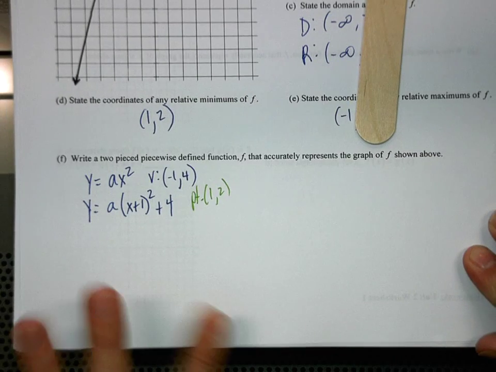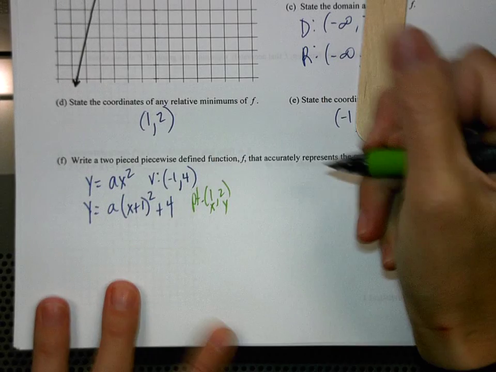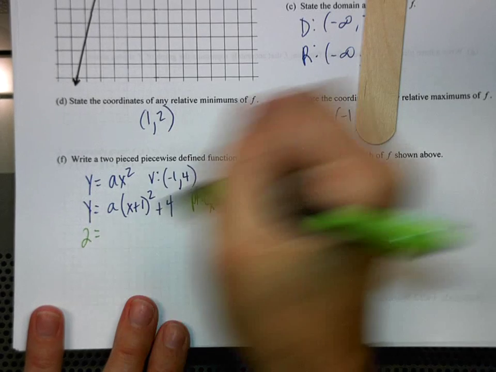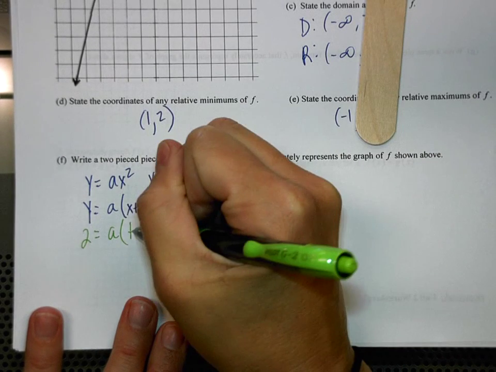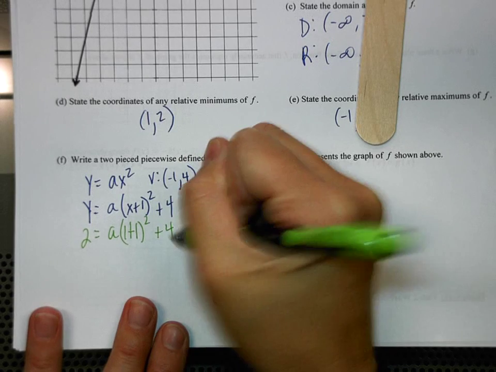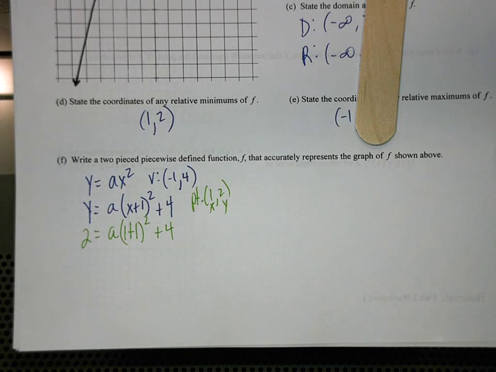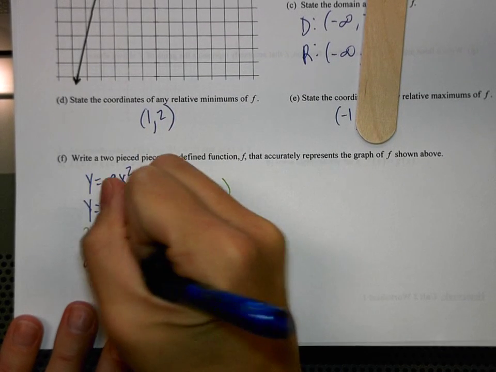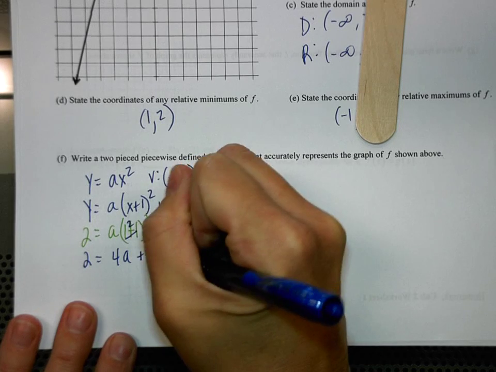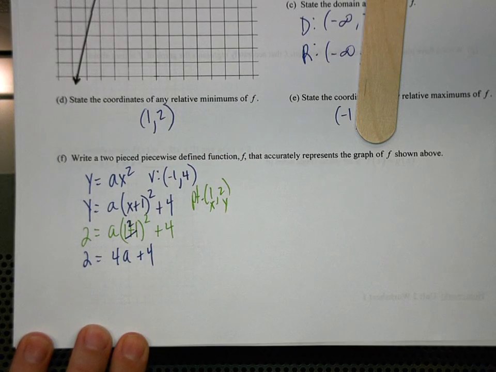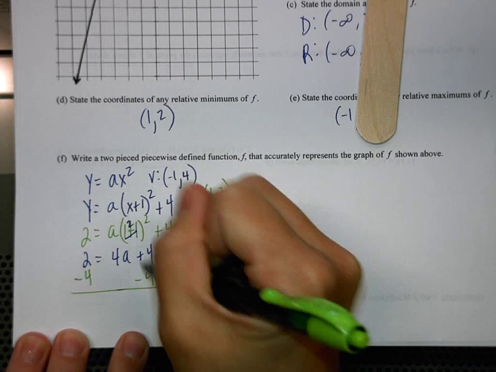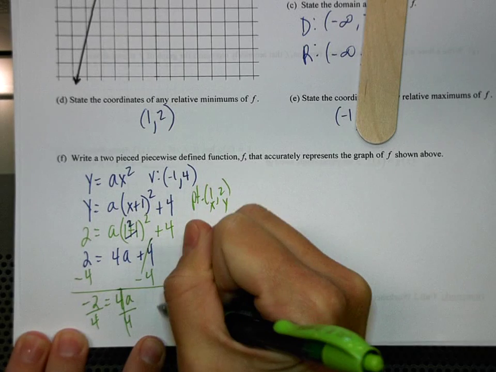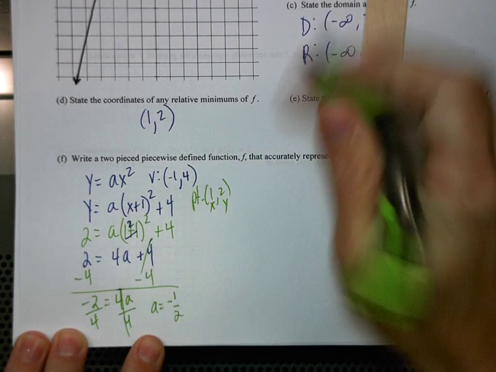And so we're going to take this 1, 2 point, which is your x and y value, and we're going to plug it into this equation and solve for a. Okay, so we have 2 equals a, and then 1 plus 1 squared plus 4. Okay, so what's 1 plus 1? 2. And then 2 squared is 4. So I'm going to rewrite this as 2 equals 4a plus 4. And then we subtract 4 from both sides. Negative 2 equals 4a, and we divide by 4, and when we reduce, what does a equal? Negative 1/2.